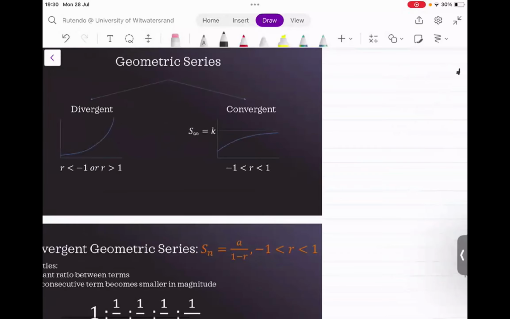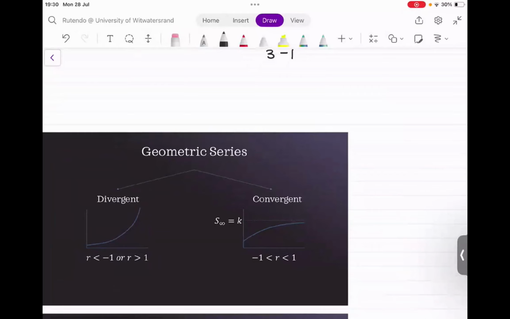We've said geometric series is where you have 2, and then this 2 is multiplied by another 2 to give you 4. And this 4 is multiplied by another 2 to give you 8. And this 8 is multiplied by another 2 to give you 16. So you're multiplying by 2 each time. So that's geometric series.